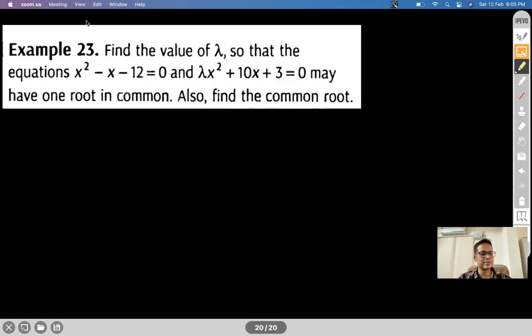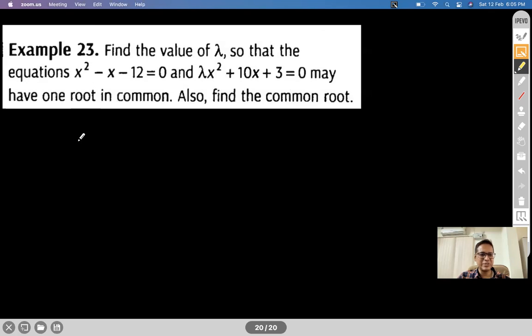Yes. Any response? Did you get some lambda values? Okay, Harshita, can you type them out on the chat box? Okay.